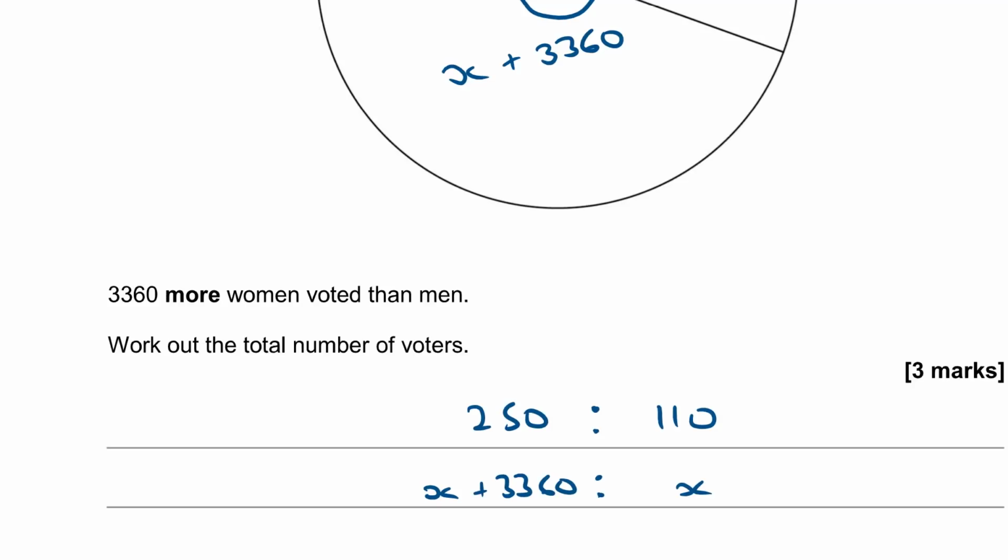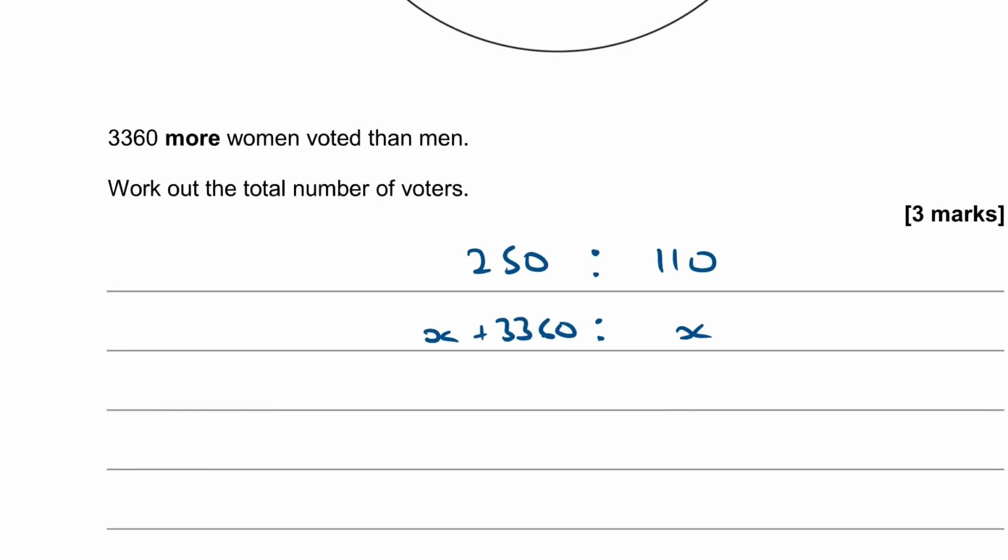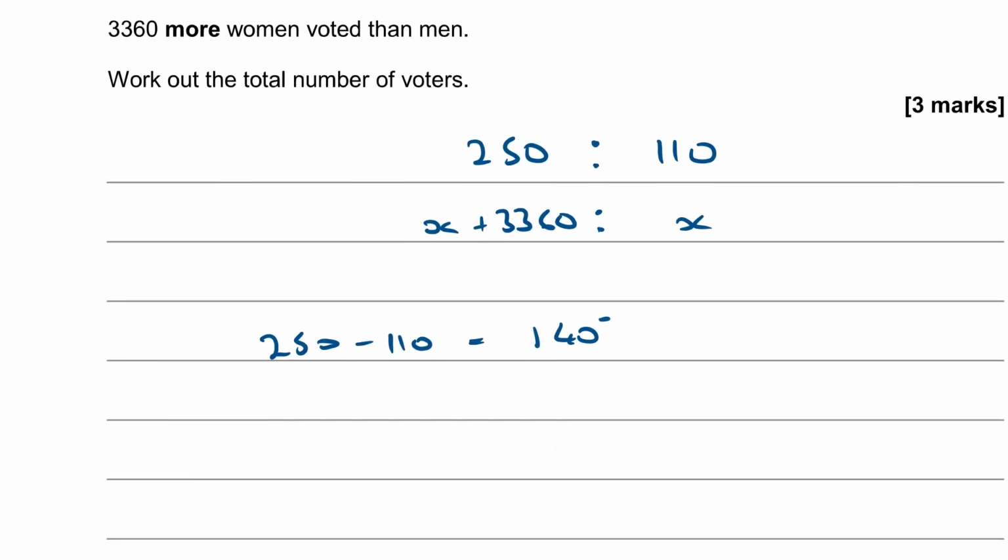So the difference in their angles then is 250 take away 110, isn't it? So 250 take away 110 is 140. I'm still trying to think about how best to do this problem. So 250 minus 110 is equal to 140. And then I suppose then that 140 degrees must be that extra 3,360 people then? Okay, I think we might have got onto it now then.